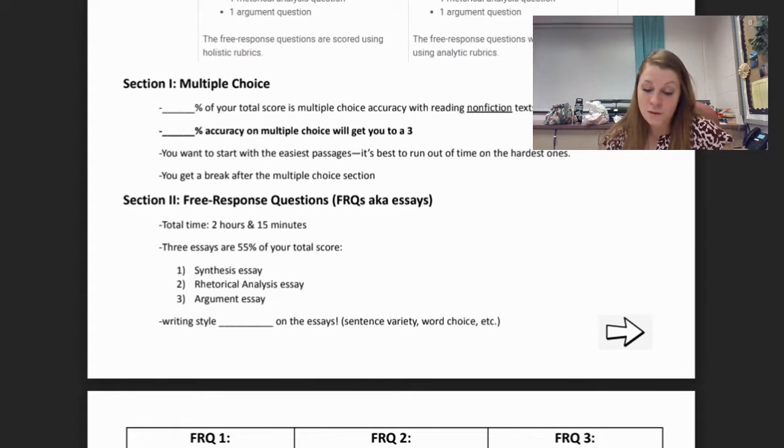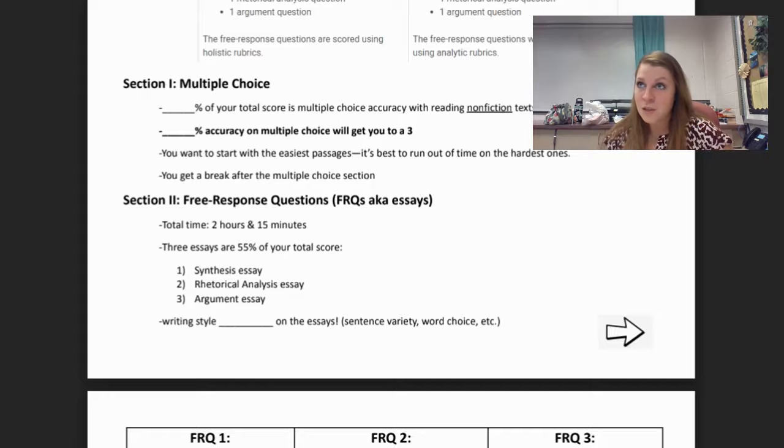Then you move into your free response questions. FRQs are what we're going to call them. You get 2 hours and 15 minutes for that. These 3 essays are 55% of your total score. Like I said before, you have a synthesis, you have a rhetorical analysis, and you have an argument essay.